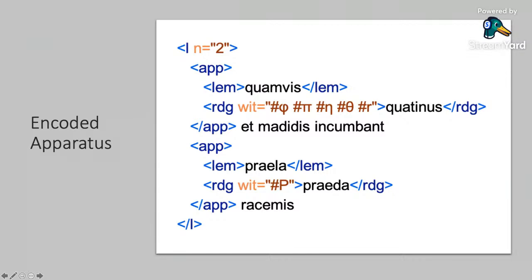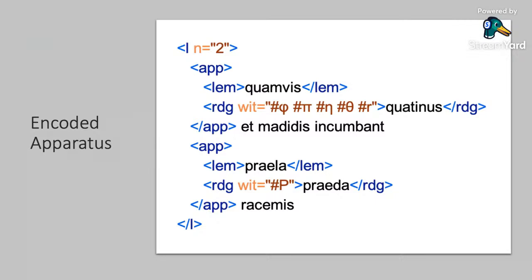Then we close up the apparatus and resume the actual text, and that continues on throughout the edition. Encoding the information in situ like this means that it's always there and it's explicit, rather than relying on human readers to make the connections, often with nothing to alert them to the fact that there's information available to them.